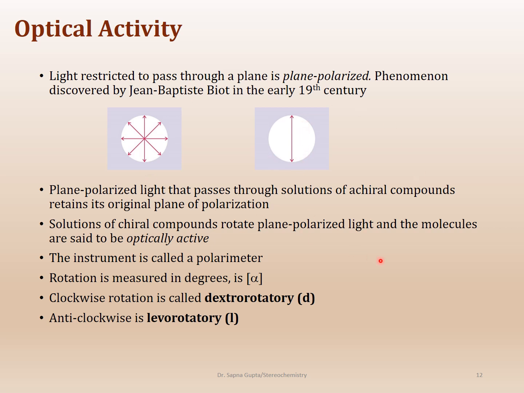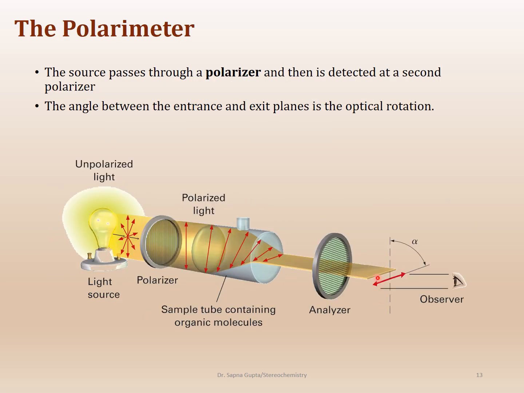This instrument is called the polarimeter. The angle is measured in alpha. That's what the instrument looks like. Here is the unpolarized light.